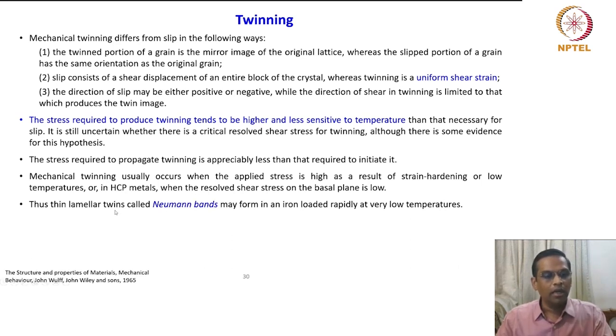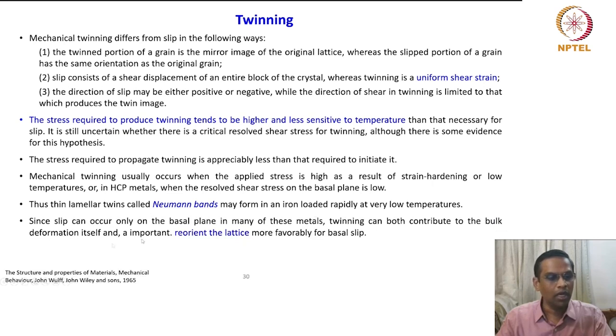Thus, thin lamellar twins called Neumann bands may form in iron loaded rapidly at very low temperature. So in cubic systems, it is very, very rare. Unless the load is rapid enough and the temperatures are very, very low, this kind of twinning is a possibility of forming. And typically, they are characterized as Neumann bands in iron crystals, and so on.